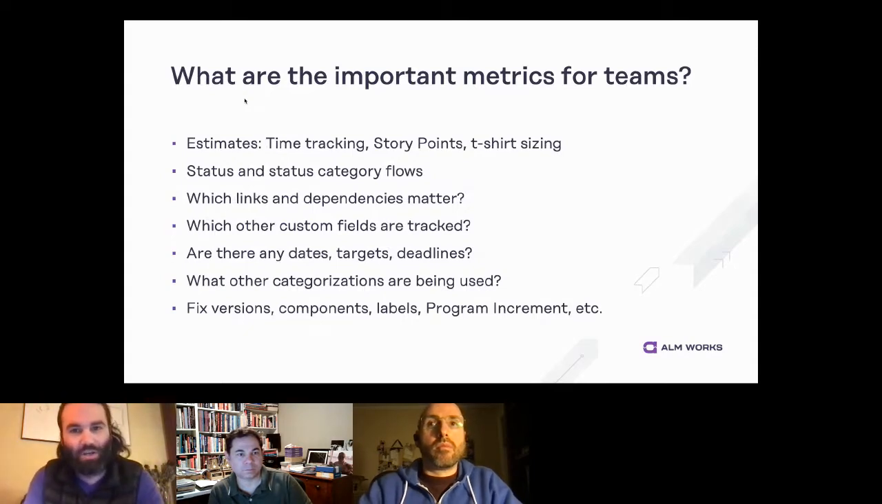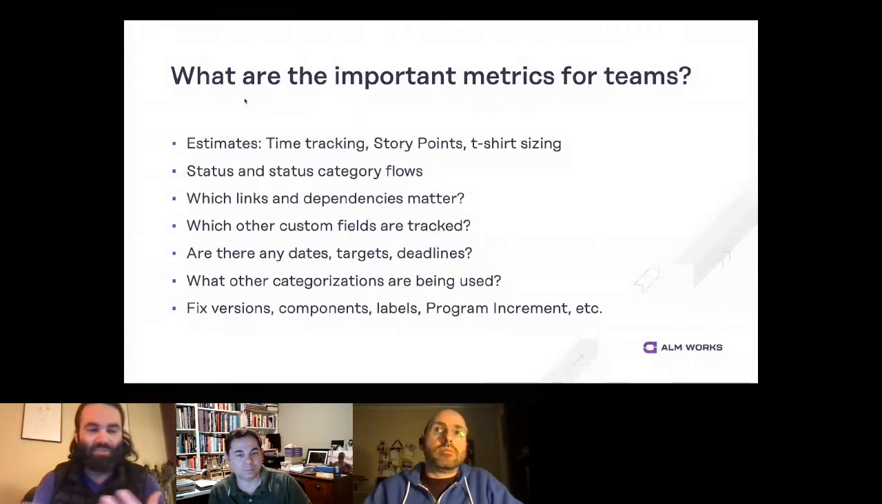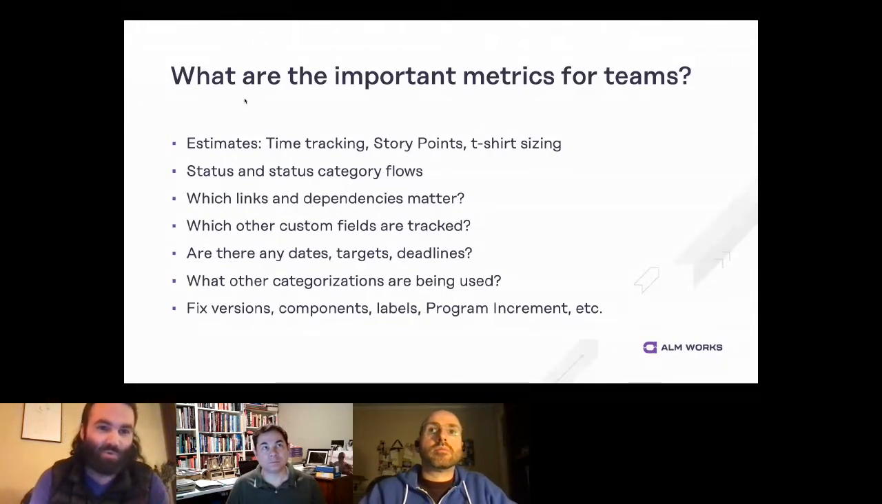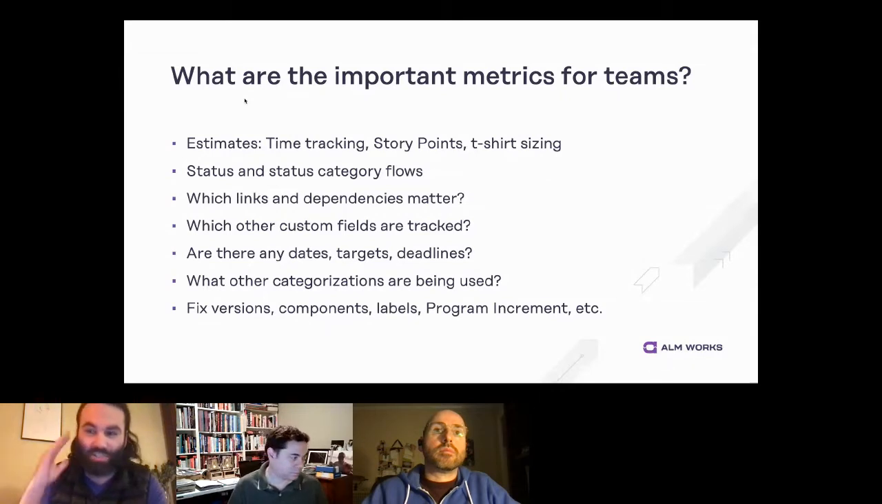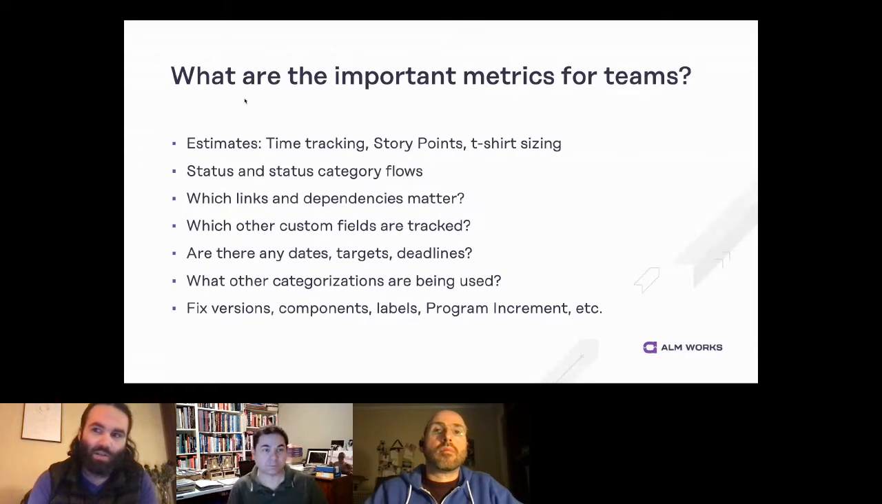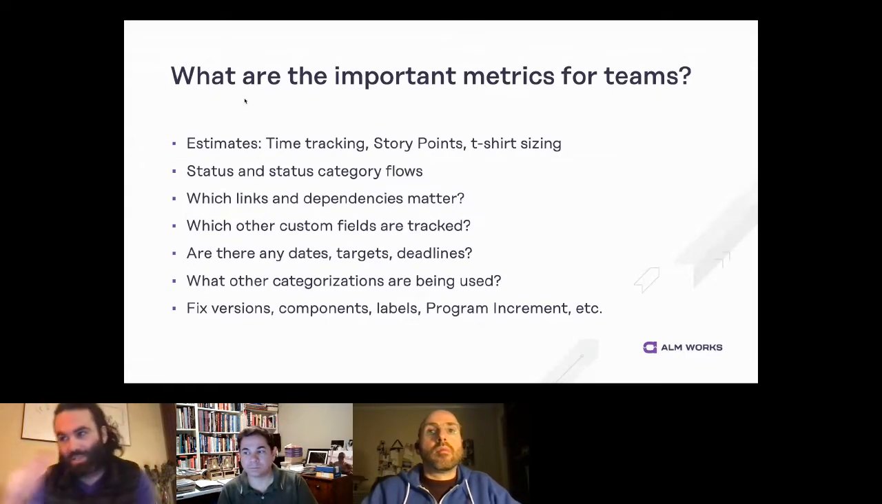Then we want to define our metrics. Again, this is going to be something that needs to be done team by team. The first one that I always go to is estimates. So what are we using to estimate work? Time tracking, story points, t-shirt sizing. Sometimes people are just using dates. This is when we think we're going to be done. That's kind of our estimation. We can definitely get into those status and status category flows. Is that how we're defining progress? When we move from in progress to in QA or those sorts of things.